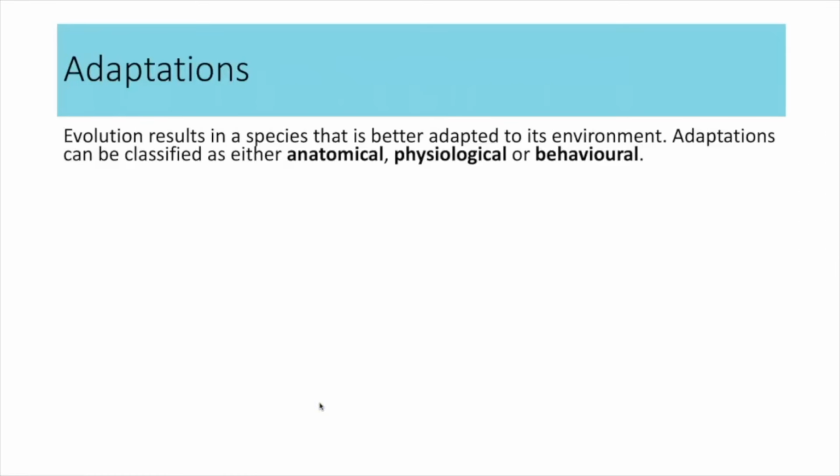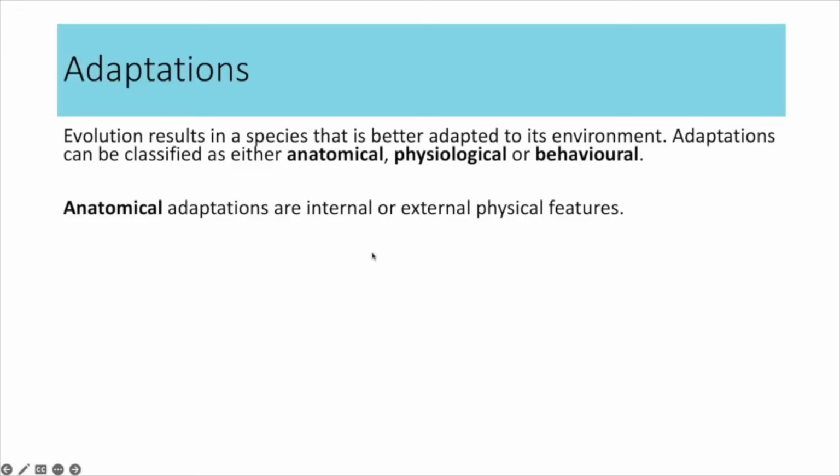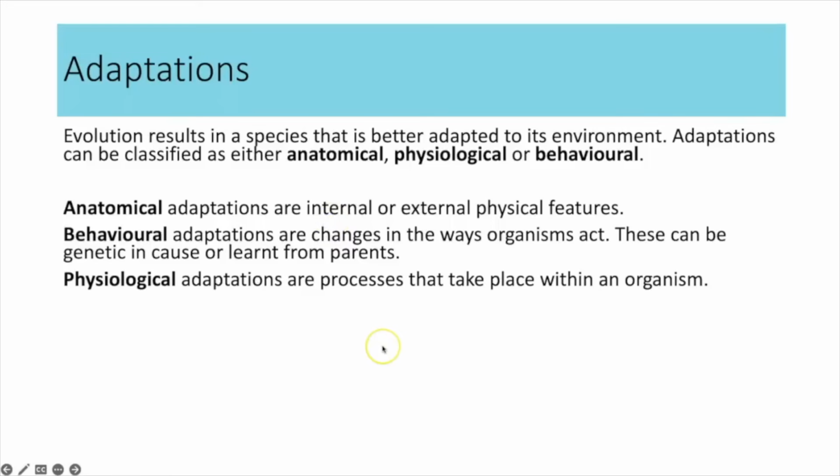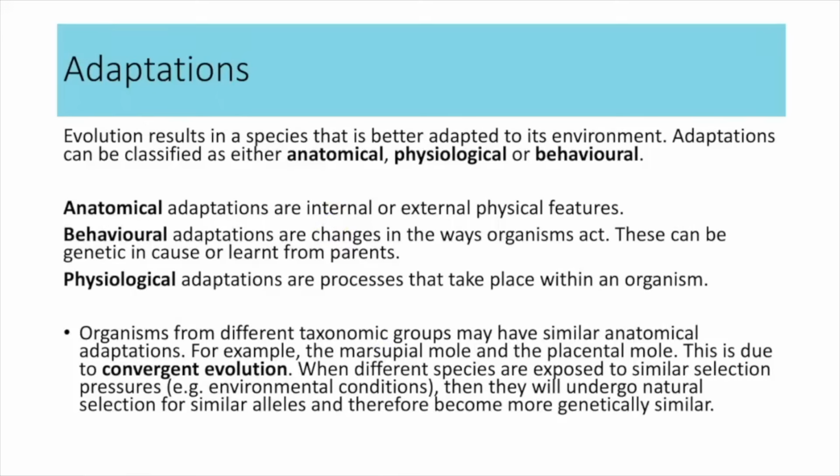Evolution results in a species that is better adapted to its environment, and adaptations can be classified as either anatomical, physiological, or behavioural. Anatomical adaptations are internal or external physical features. Behavioural adaptations are changes in the way organisms act. These could be genetic in cause or learnt from parents. And physiological adaptations are processes that take place within an organism. Organisms from different taxonomic groups may have similar anatomical adaptations, for example, the marsupial mole and the placental mole. This is due to convergent evolution.